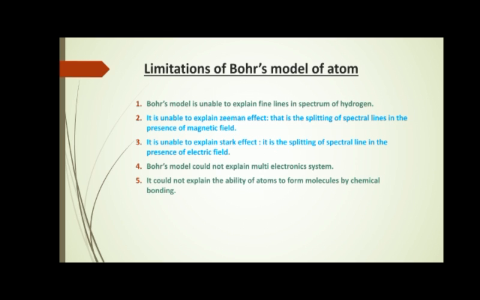Now, what are the limitations of Bohr's model of atom? Bohr's model is unable to explain fine lines in the spectrum of hydrogen. It is unable to explain the Zeeman effect, that is the splitting of spectral lines in the presence of a magnetic field. It is also unable to explain the Stark effect. And what is the Stark effect? It is the splitting of spectral lines in the presence of an electric field. Bohr's model could not even explain multi-electron systems. It could not explain the ability of atoms to form molecules by chemical bonding.